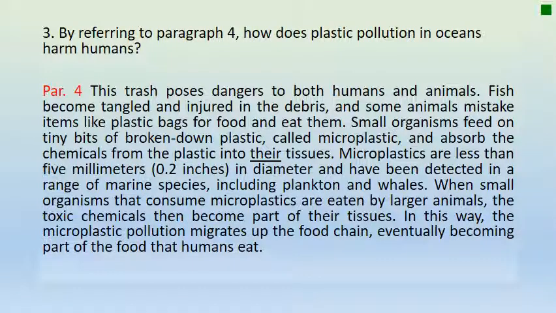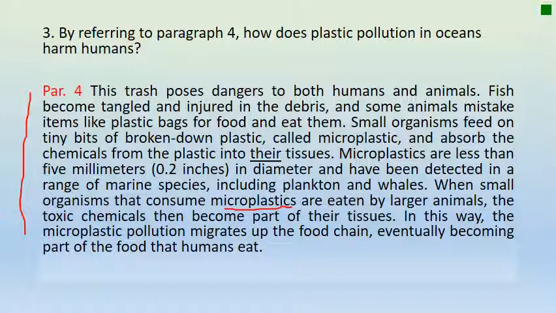Question number 3, by referring to paragraph 4, how does plastic pollution in oceans harm humans? Taking a look at paragraph 4 here displayed, we notice how the big organisms eat the smaller organisms which have already consumed microplastics. Remember, we talked about microplastics, which are dangerous.